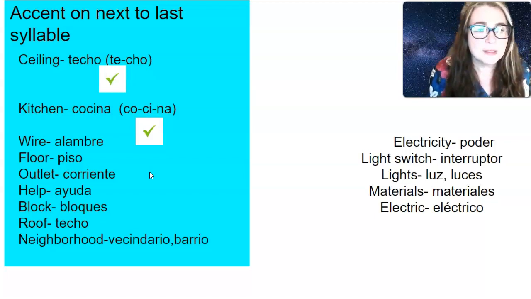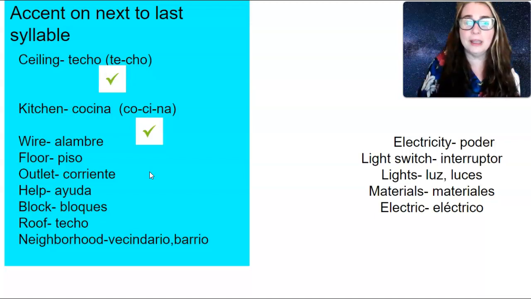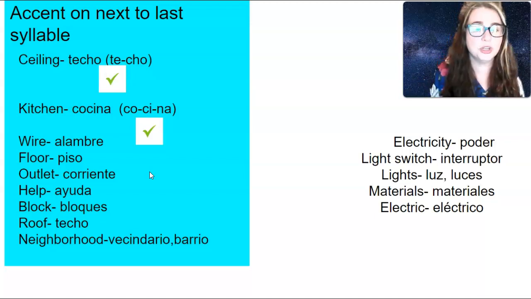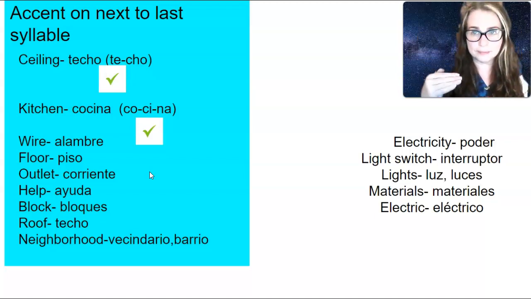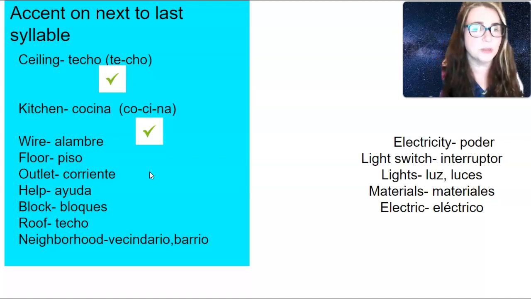We've got ceiling, which is techo. So notice my body did techo. So it's naturally giving you the accent techo, and I'm pulling it back. So kitchen would be cocina, cocina. So you are going cocina, but you're not actually going to do that with your body, just your voice. Let's go with the next ones.